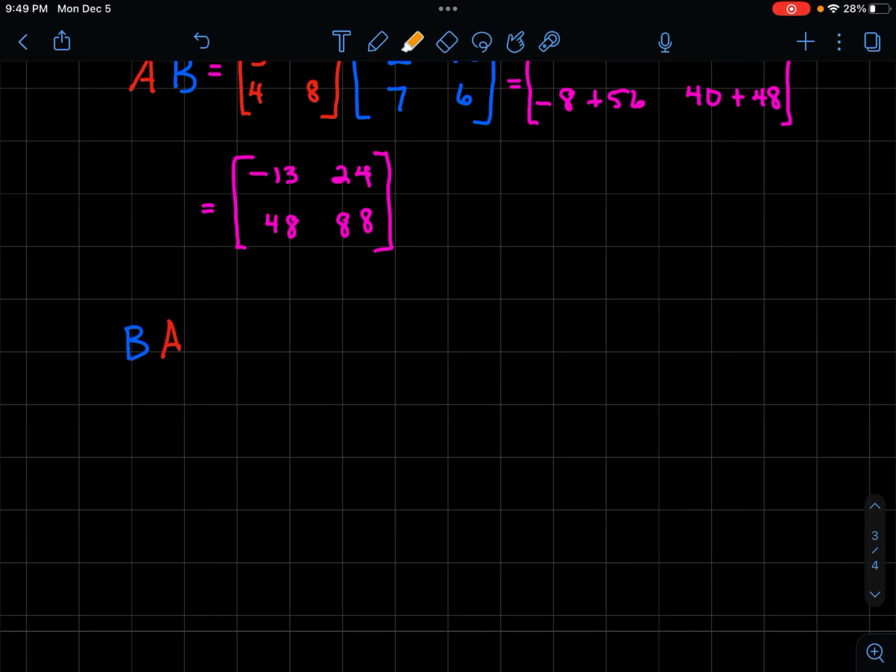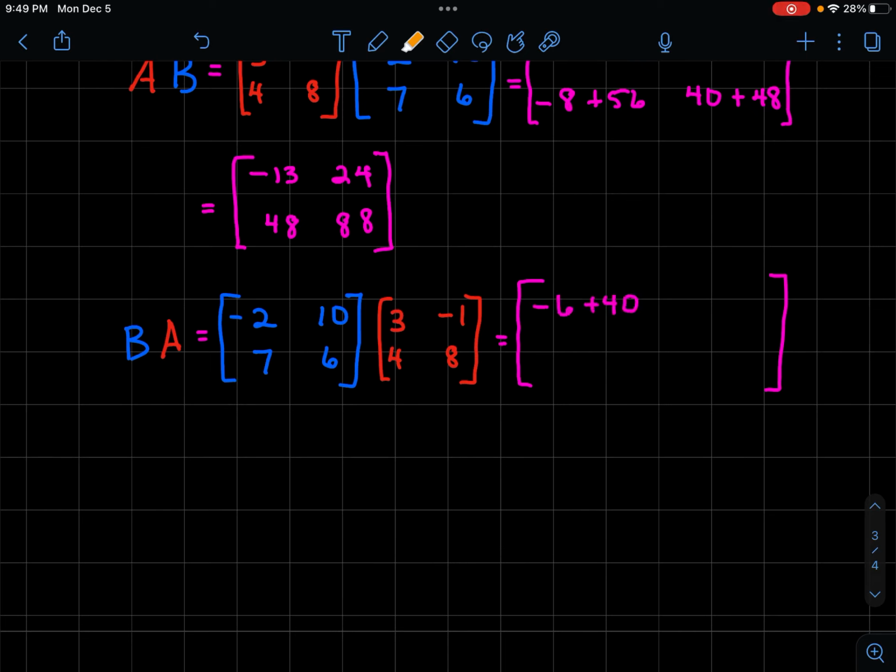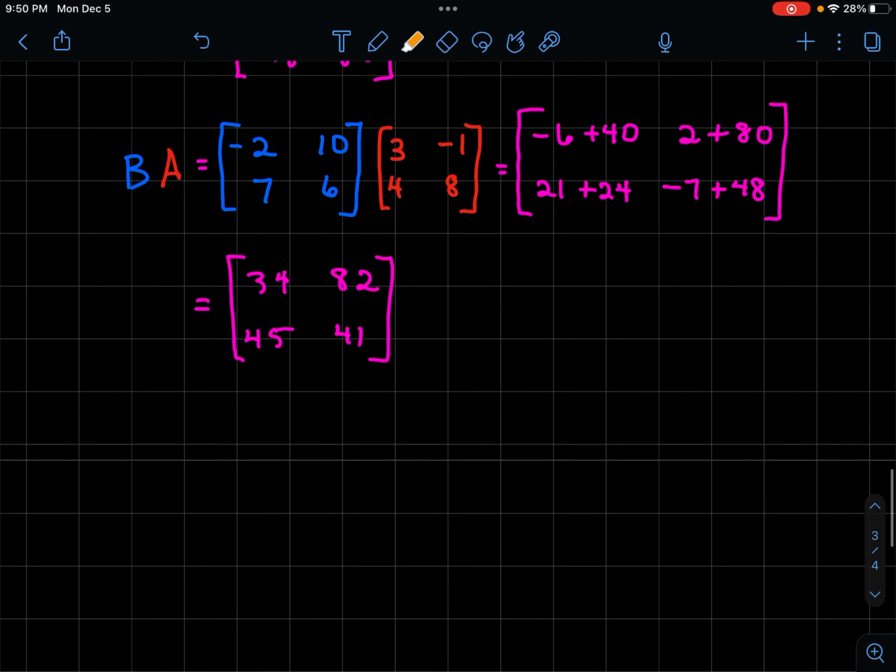Let's do B times A now. So instead of red times blue, we're going to do blue times red. Go through our rule because we have to multiply matrices from the left to right direction. Take negative 2 and 10 and multiply and add with the 3 and the 4. Gives us negative 6 plus 40. And then the top right, we get 2 plus 80. And the bottom left, we will get 21 plus 24. And the bottom right, negative 7 plus 48, which will give us this matrix. 34, 45, 82, and 41.